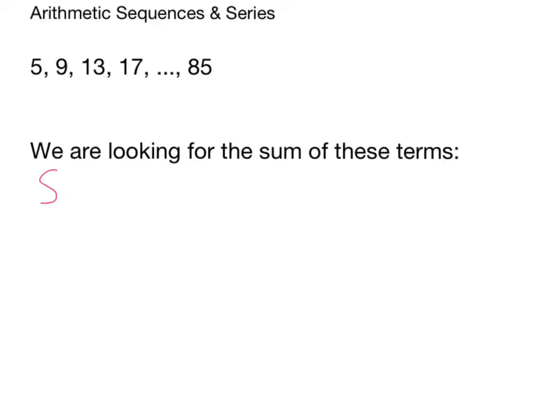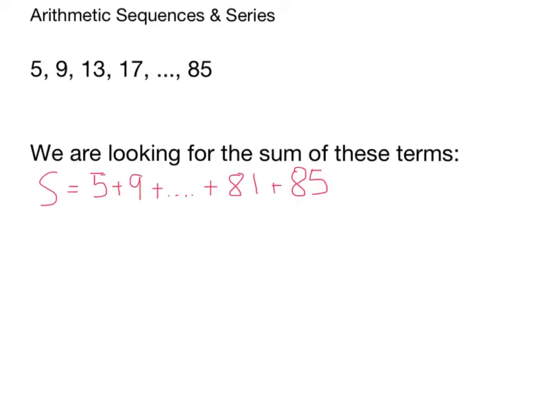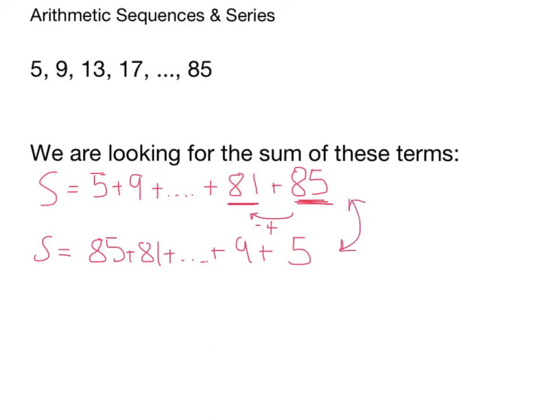A question will usually be asking us to find the sum of these terms. So we call this S. Let's write this out. Here I've written out most of the terms, and I got this 81 because I knew 85 was the last term, and I just took away the common difference of 4 to get that term. Is everyone okay with the fact that this is the same as this? We've just written these in the opposite order, but they're exactly the same.